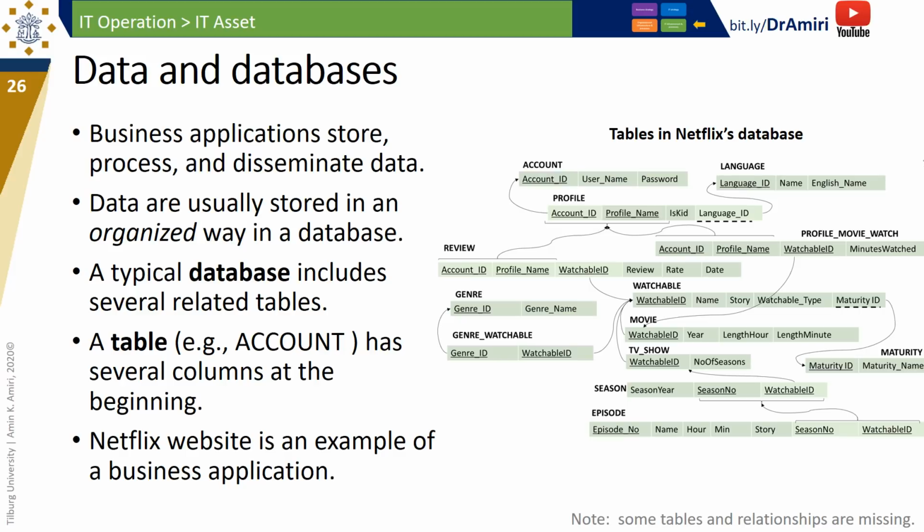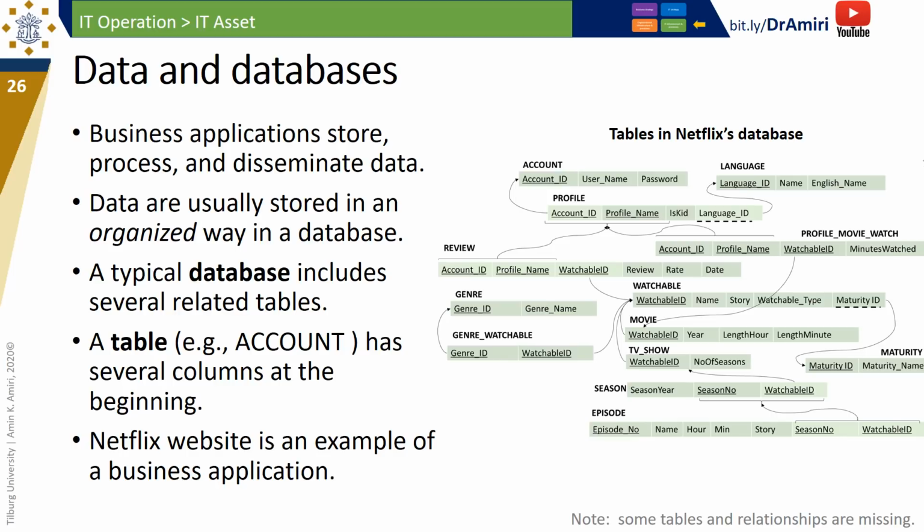So our family account includes 3 or 4 profiles, one for myself, one for my wife, one for my son. And these profiles, they can write reviews on movies and TV shows. We have different genres. So all these data are stored in tables in a database, and all these tables are related to one another. Each table has several columns at the beginning and no rows. At the beginning of Netflix, we didn't have any rows.